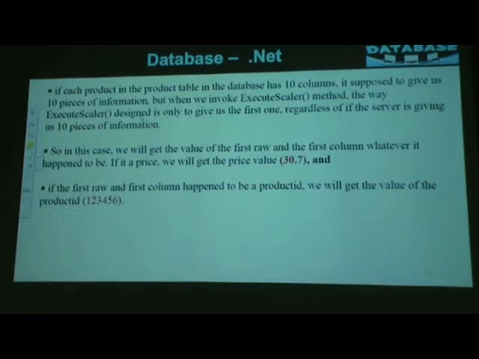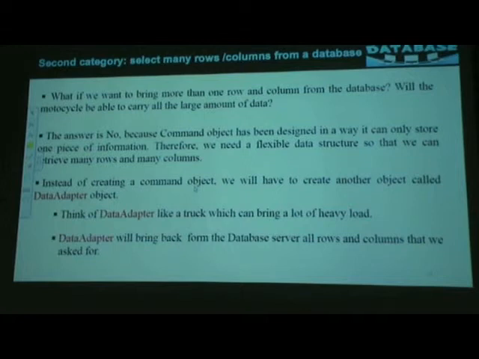Now the second need: each product in the product table, how do we explain this? What if we want to bring more than one row and column from the database? Will the motorcycle be able to carry a large amount of data? The answer is no, because the command object has been designed in a way it can only store one piece of information. Therefore, we need a flexible data structure so that we can retrieve many rows and many columns.